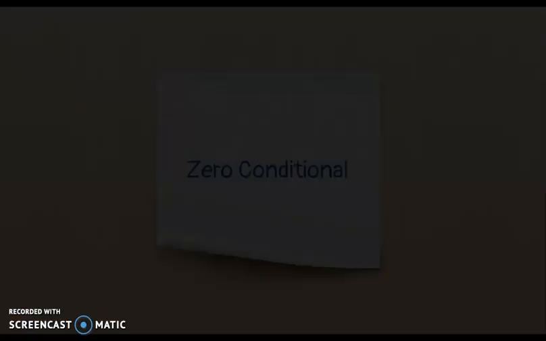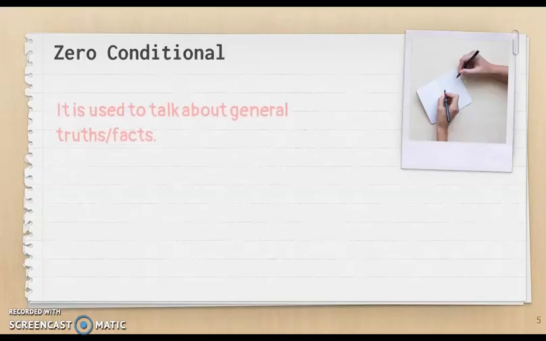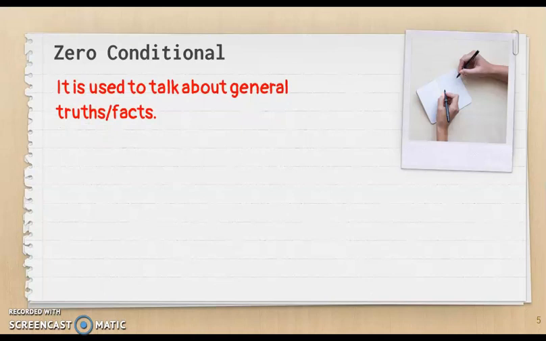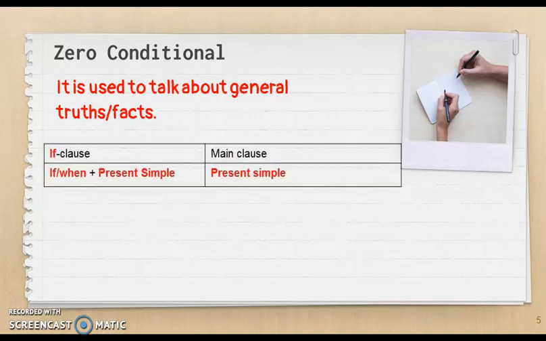Zero conditional. Zero conditional is used to talk about general truth or facts. Let's take a look at its grammatical structure. In the zero conditional sentence, the if clause takes on present simple tense, whereas the main clause also takes on present simple tense.